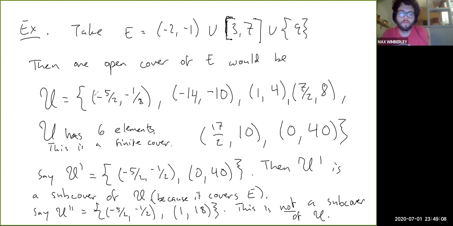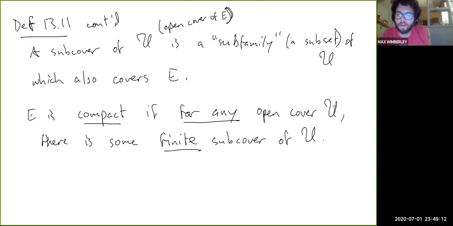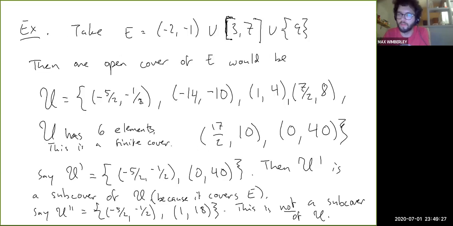But if you go back to the definition of compactness, it's saying for any open cover U, there is some finite subcover. That can be a lot of different things. There are a lot of possibilities for what an open cover could be. We're only looking at one open cover here. You can't conclude anything about a set just from looking at a single open cover, unless that open cover has no finite subcover, in which case you can show that the set isn't compact.